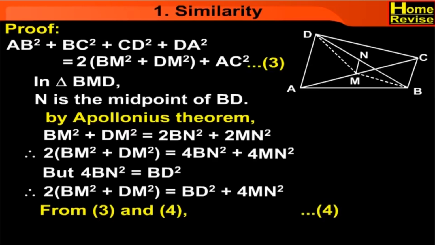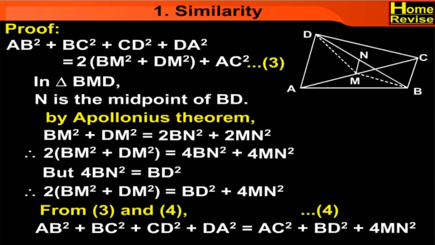From equation 3 and 4, we get AB square plus BC square plus CD square plus DA square is equal to AC square plus BD square plus 4MN square. Hence the proof.